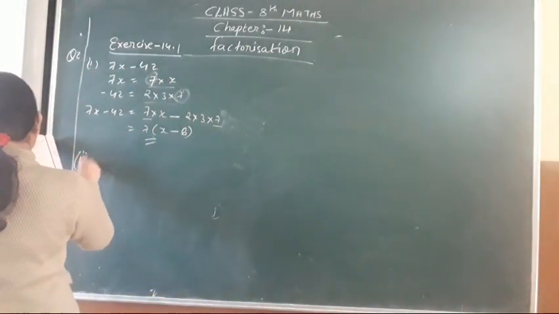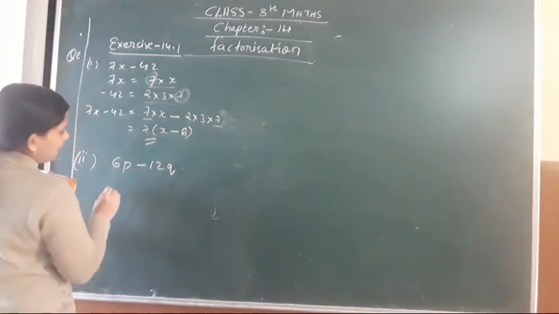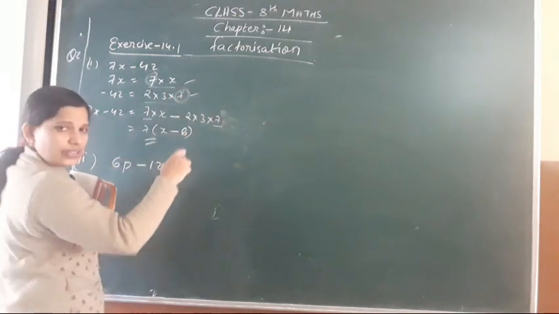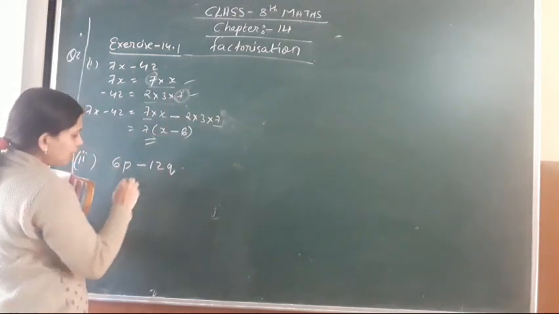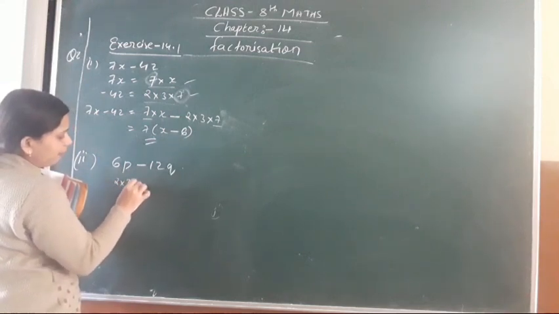Now look at the second part of this question. What is 6p minus 12q? So 6p minus, we will do directly. Okay, no need of doing this again, isn't it? Have you understood this now? So I am directly doing this one. So 6p can be written as 2 into 3p.